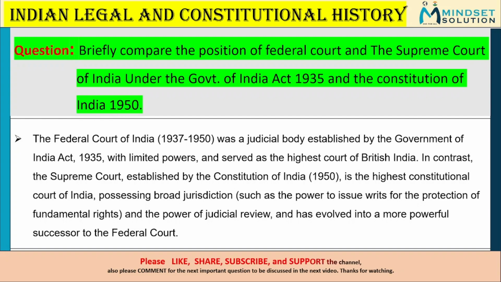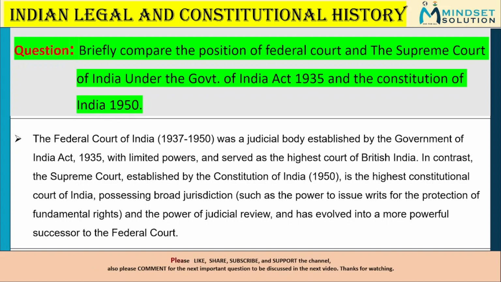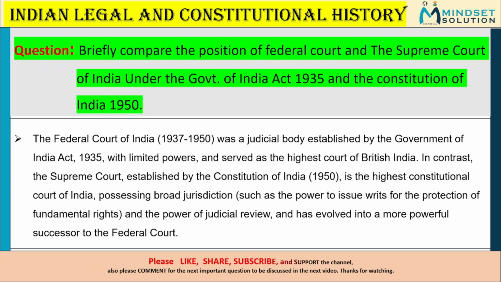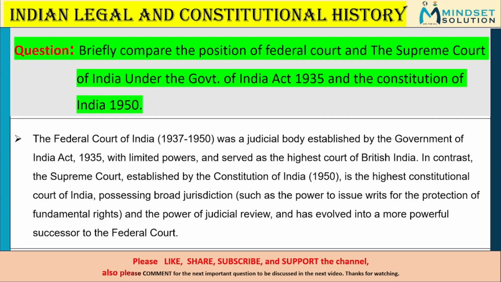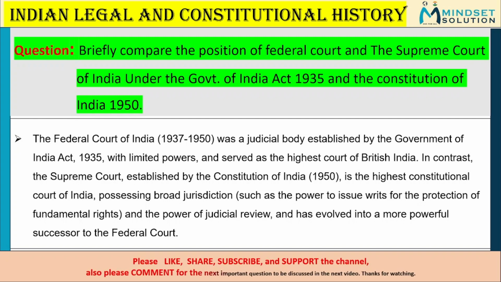The first point is that the Federal Court of India, 1935 to 1950, was a judicial body established by the Government of India Act 1935 with limited powers, and served as the highest court of British India. In contrast, the Supreme Court established by the Constitution of India 1950 is the highest constitutional court of India, possessing broad jurisdiction such as the power to issue writs for the protection of fundamental rights and the power of judicial review, and has evolved into a more powerful successor to the Federal Court.